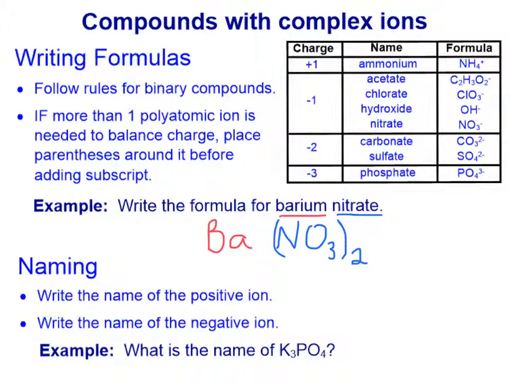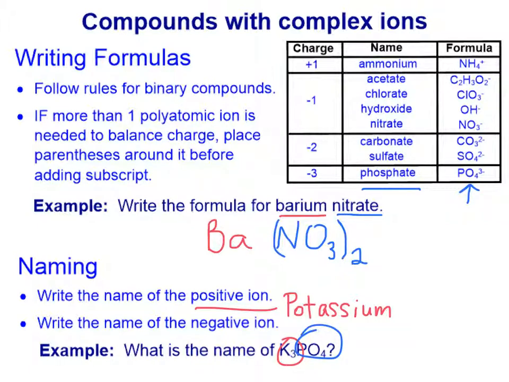That's even easier. We simply, 1, write the name of the positive ion, and then 2, write the name of the negative ion. So what's the name of this? Well, let's start with the positive ion. It's going to be potassium, so we'll write that down. Next, what's the name of the negative ion? Wow, that's not on the periodic table. That's a polyatomic ion. As a matter of fact, it's right there on the table. And its name is phosphate, and we simply write it down. That is potassium phosphate.